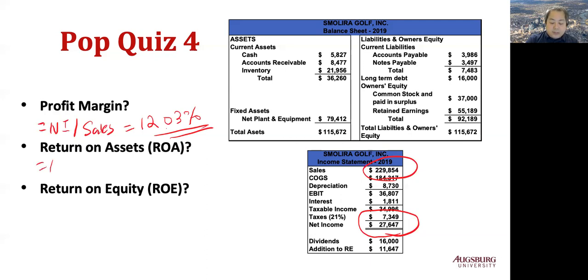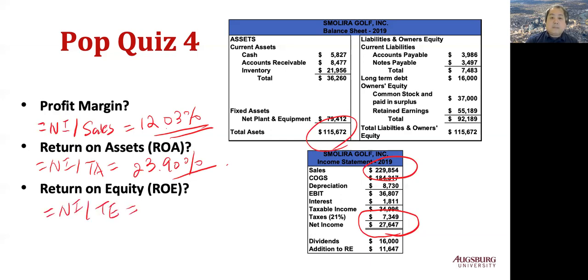ROA equals net income divided by total asset. Again, net income is 27,647. Total asset is 115,672. 23.90%. Finally, ROE equals net income divided by total equity. So net income is 27,647 and total equity is 92,189. ROE is at 29.99%.